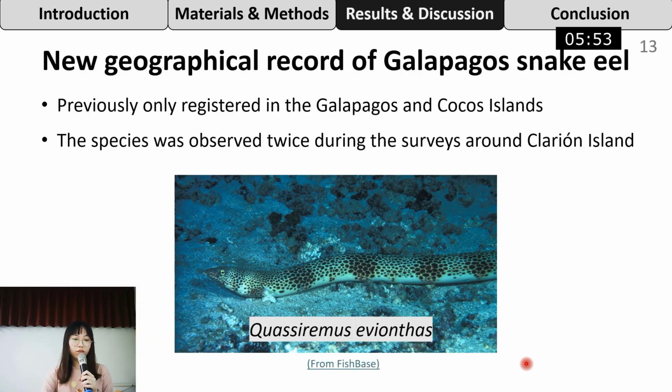This research also found a new geographical record of the Galapagos snake eel. It was previously only registered in the Galapagos and Cocos Islands. And the Galapagos snake eel was observed twice on video during the surveys around Clarion Island.